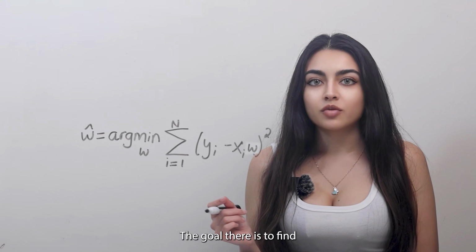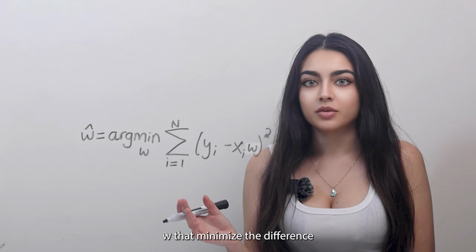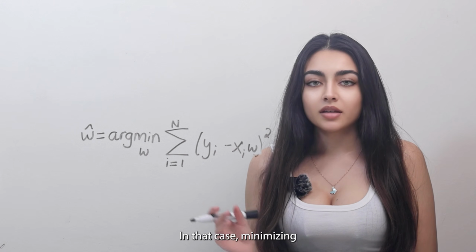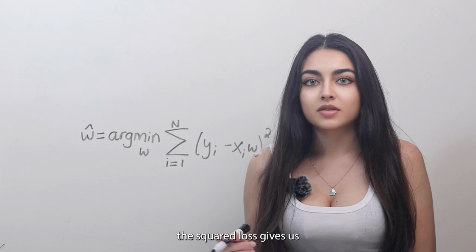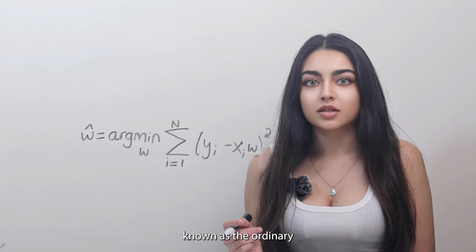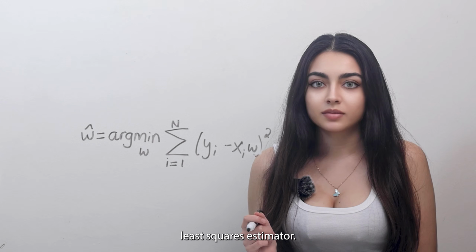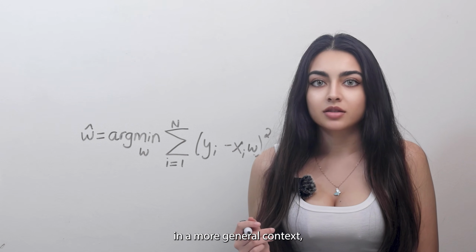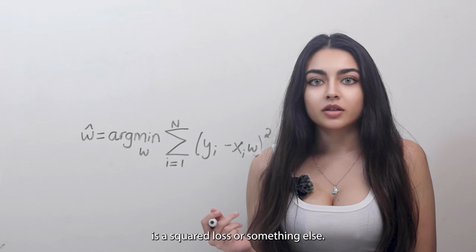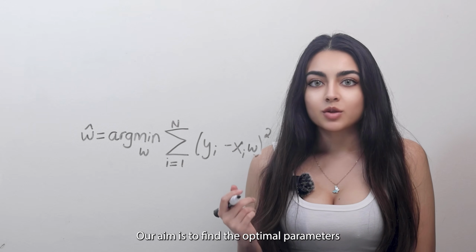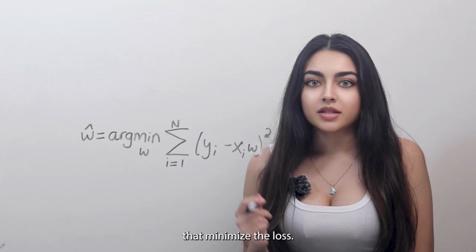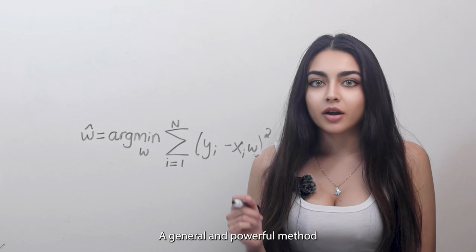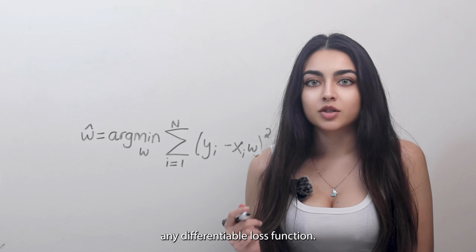The goal there is to find the set of parameters W that minimize the difference between the actual and the predicted values. In that case, minimizing the squared loss gives us the optimal solution known as the ordinary least squares estimator. Now, what we're going to do is think about optimization in a more general context, whether the loss function is the squared loss or something else. Our aim is to find the optimal parameters that minimize the loss. This brings us to the concept of gradient descent, a general and powerful method for minimizing any differentiable loss function.